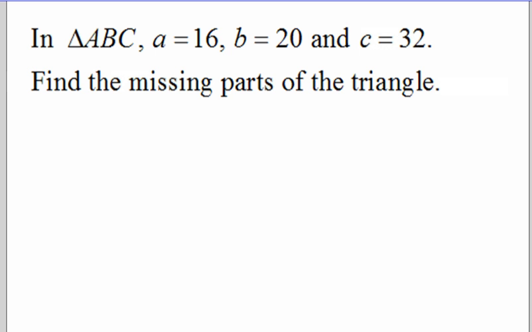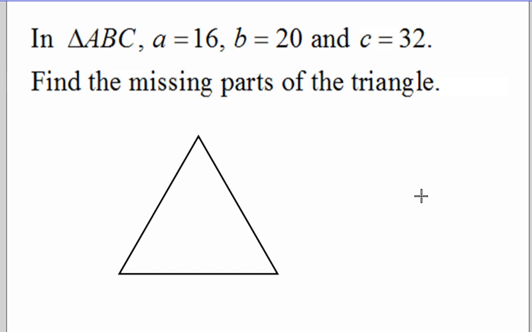All right, the way I do all of these, I like to just draw a generic equilateral looking triangle. Try to stay consistent. So there's my triangle. They don't tell me any angles, so maybe I'll call this A, B, C. They're telling me side A is 16, so that's opposite angle A. Side B is 20, and side C is 32.